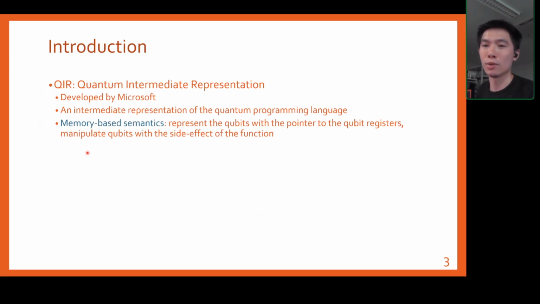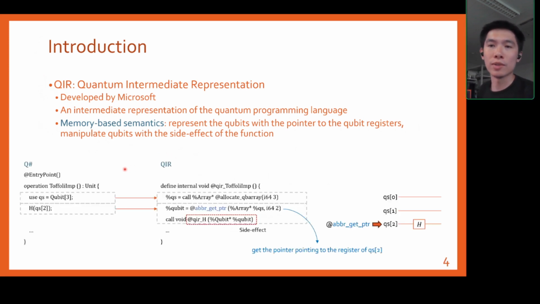the registers, and the qubit is the side effect of the function. We show this feature with an excerpt of the code converted from Q-sharp to the QIR. The Q-sharp code includes 2 functions. It first allocates a qubit array with 3 qubits, then performs an H-gate on the last qubit.